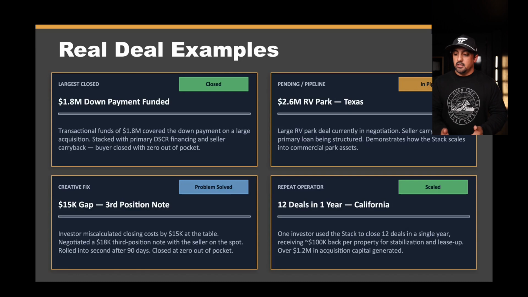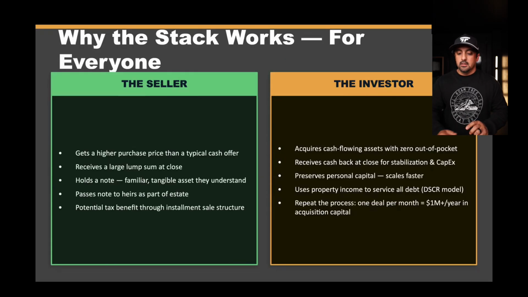So this is an amazing strategy to not only acquire your first property, zero out of pocket, but scale with cash in pocket. Cool. We already went over these, kind of the higher purchase price, large lump sum of cash, holding a note on something that's familiar, tangible assets, right? Passing the notes to their heirs, and also some of the tax benefits that everyone should look up to make sure that it fits your situation. As for the investors who are buying this, we talked about the scale, acquiring cash flowing assets, zero out of pocket. You definitely can't beat that, especially when there's stabilization and capex you can receive at closing, which is that $100,000. You preserve personal capital.